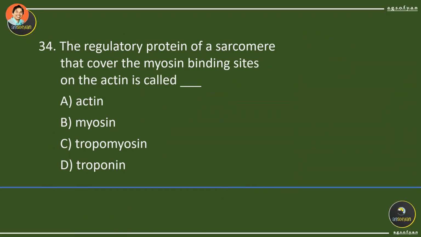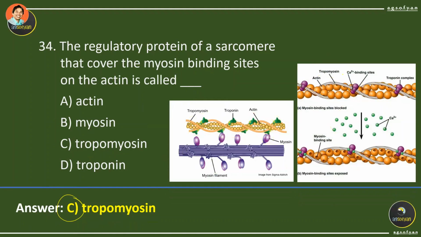The regulatory protein of the sarcomere that covers the myosin binding site on the actin is called, okay, this is tropomyosin. So we already mentioned that tropomyosin is a long type of protein that covers the binding site during relaxation. So in order to contract, this binding site has to be available for the myosin head.